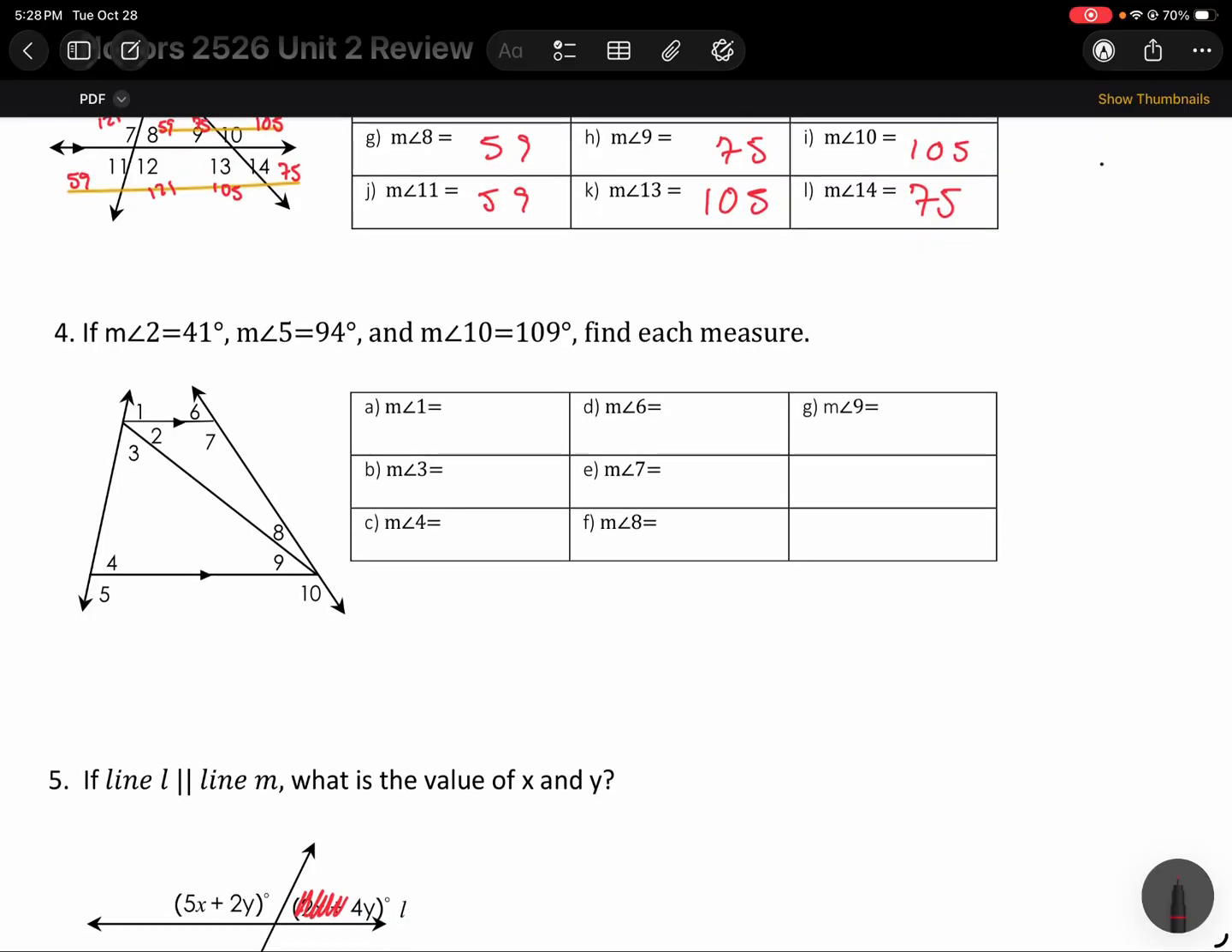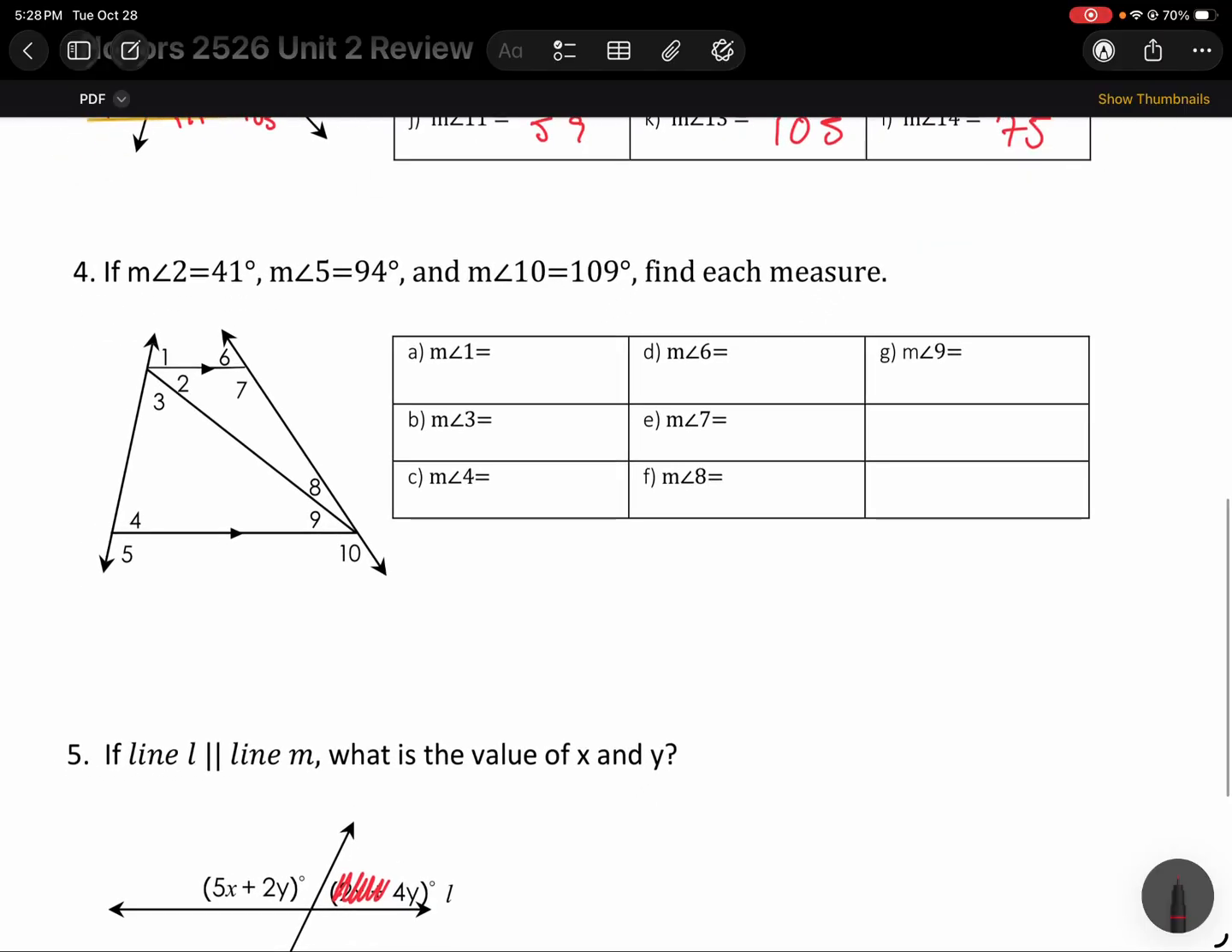Question 4 has pretty much the same setup. We have 41 degrees given to us. Angle 5 is 94 degrees. Angle 10 is 109. And they want us to find the rest of the angles. Okay, so starting off, we know angles 4 and 5 are supplementary, meaning that angle 4 must be 86 degrees to get 180. And then from there, angle 4 and 1 are corresponding angles, so these are both 86 degrees.